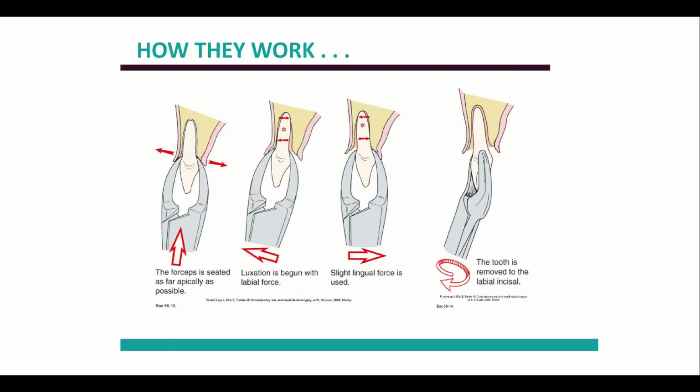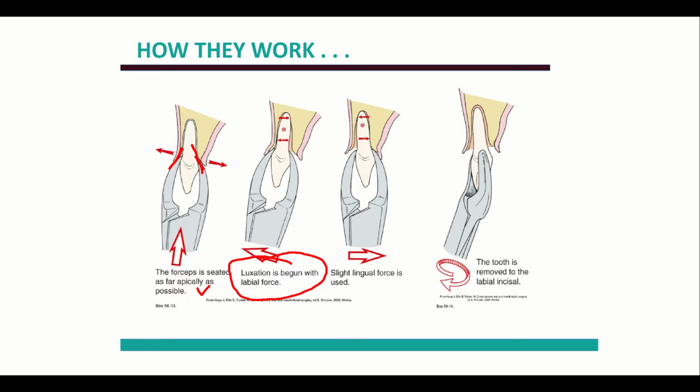Here's a great picture on how the forceps work. So the forceps is seated as far apically as possible, meaning we're going to get the tips of those forceps under the gum tissue and get them down as low as possible. We can get them into the socket. And then the doctor is going to rock back and forth, and that's called luxation.